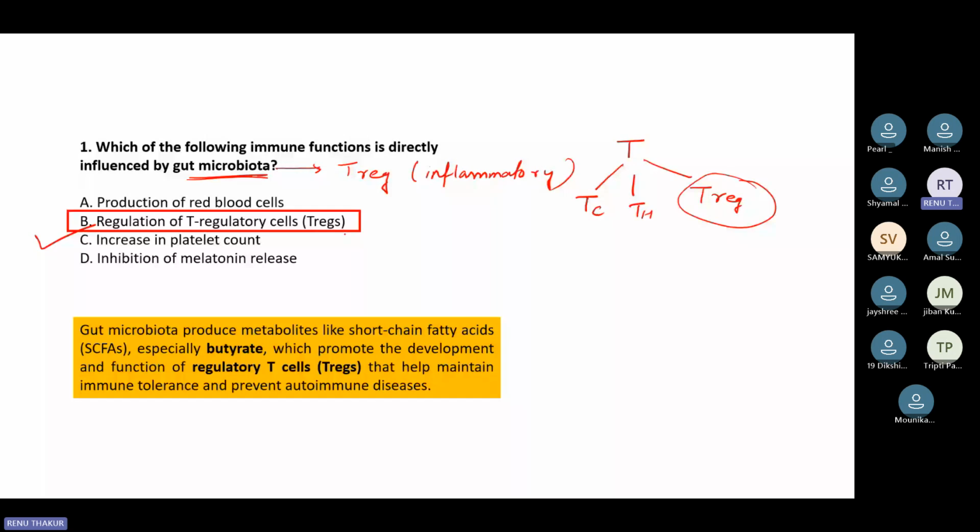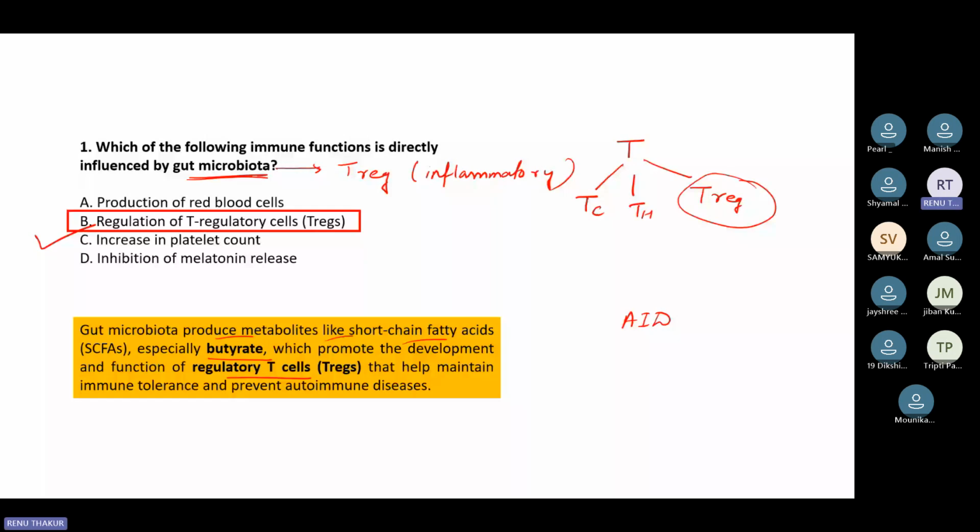Gut microbiota produces metabolites like short chain fatty acids, especially butyrate. We have already studied this yesterday. It promotes the development and function of T regulatory cells, which function in immune tolerance and prevent autoimmune diseases. Otherwise, our body would consider our own cells as non-self and treat them as foreign material, start reacting against them, and our body would start having inflammatory responses. So all these gut microbiota are involved in the regulation and stimulation of the T regulatory cells.